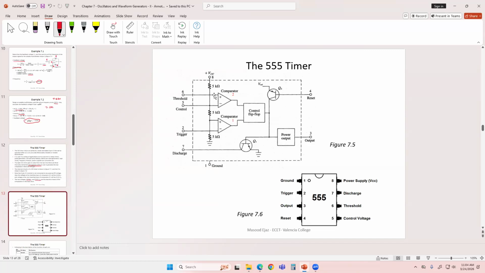And likewise, for comparator 1, if the input at the negative terminal, at the trigger basically, is less than 1/3 of VCC, then the output of comparator 1 will be high. If it is more than 1/3 of VCC, then the output of comparator 1 will be low. Again, remember, a comparator is just going to produce the output based upon the differential voltage, whether it is positive or negative.